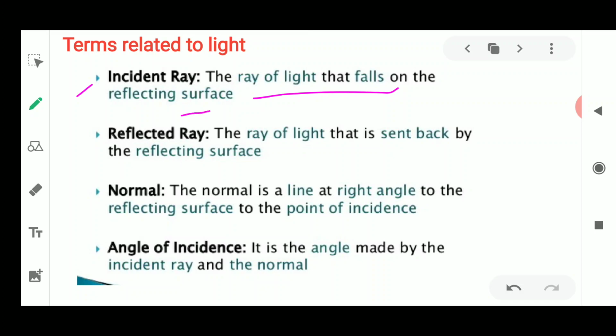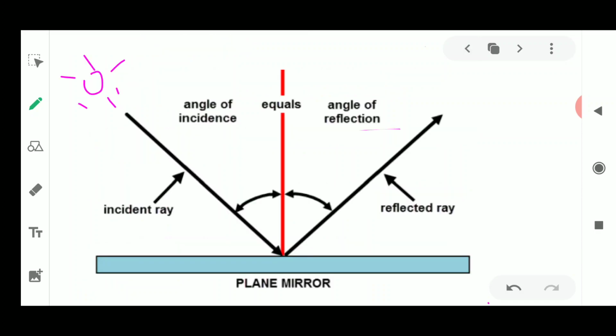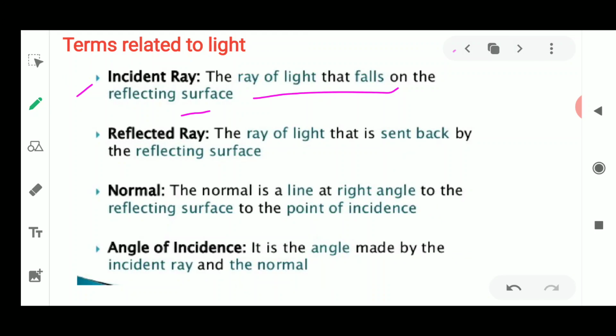So incident ray might be very clear. The ray which is coming from a light source, whether it is a torch, a candle, the sun, or any luminous source, any source which is emitting its own light, and it is striking the plane mirror, the reflecting surface. It could be any reflecting surface, whether a mirror, a shiny piece of tin, or any metal. Reflection happens on each and every object; on opaque objects we could see it properly, and on translucent objects we are not able to see it very properly.